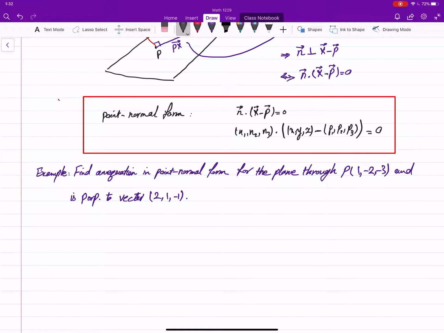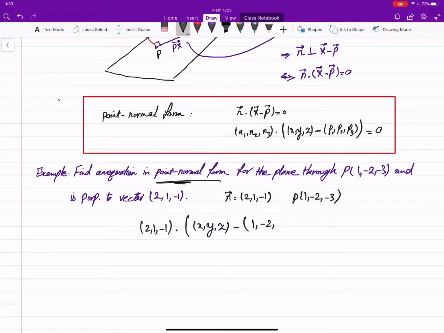What is the given normal vector? In this case, it is (2, 1, -1). And what is the given point? This is it. The form we are looking for is point normal, so you just write (2, 1, -1) dot (x, y, z) minus (1, -2, -3), where x is always (x, y, z). This needs to be equal to 0. And that is how you find that equation.